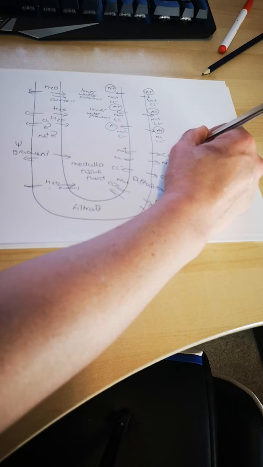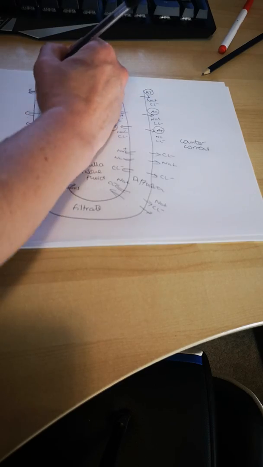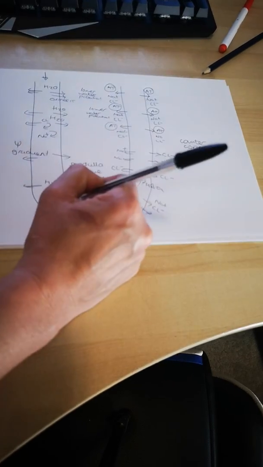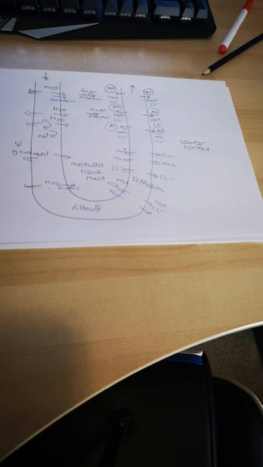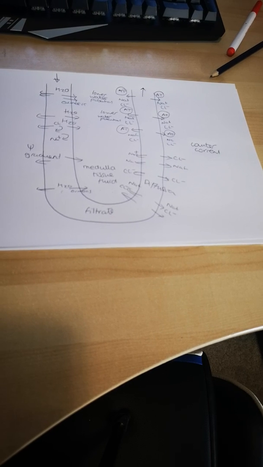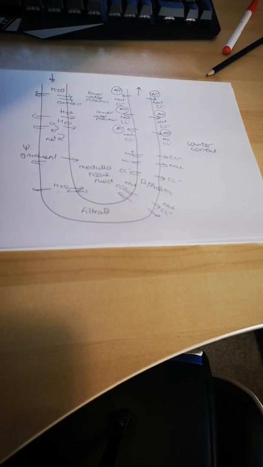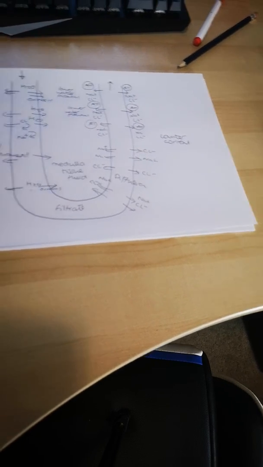So by that we mean a countercurrent of filtrate. So this filtrate is flowing in this direction down and in this direction up the limb. Okay, so we need to recap that. It usually takes a couple of times to go in.